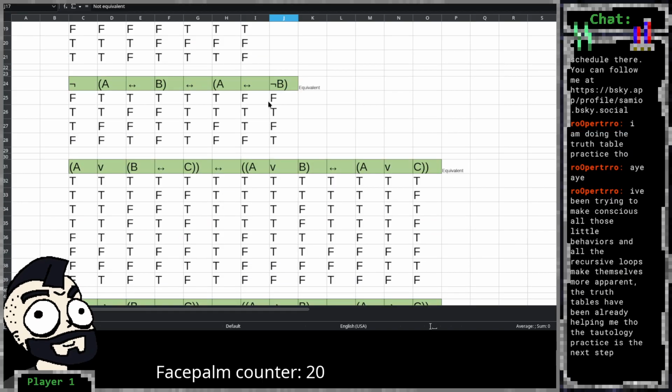Rupert says, I've been trying to make conscious all those little behaviors and all the recursive loops make themselves more apparent. The truth tables have been already helping me through the tautology practices next step. Yep.